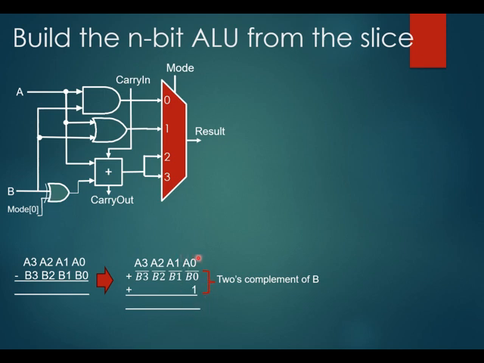Note that the plus 1 only happens at one of the slices of the ALU, not all the slices. The slice that needs the plus 1 is the least significant slice. And the XOR gate we mentioned in the previous slide inverts each bit of B to B bar. We haven't done any plus 1 on the ALU slice.